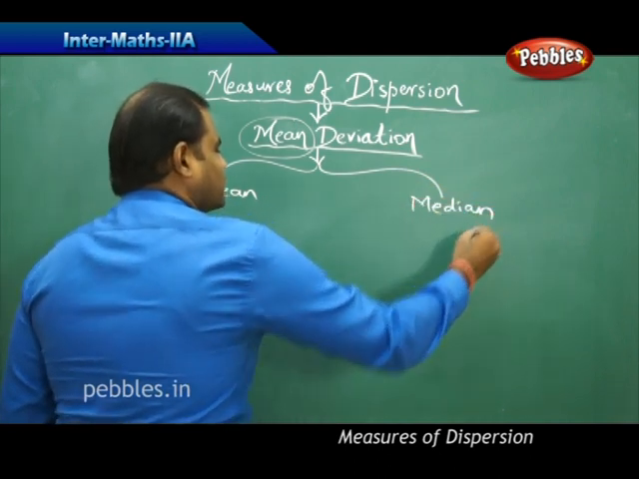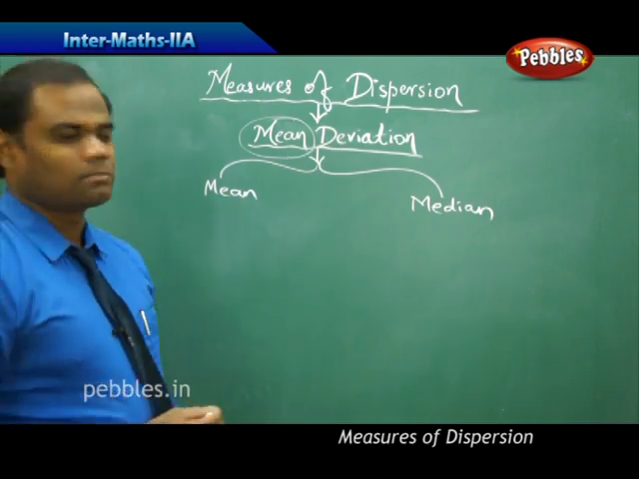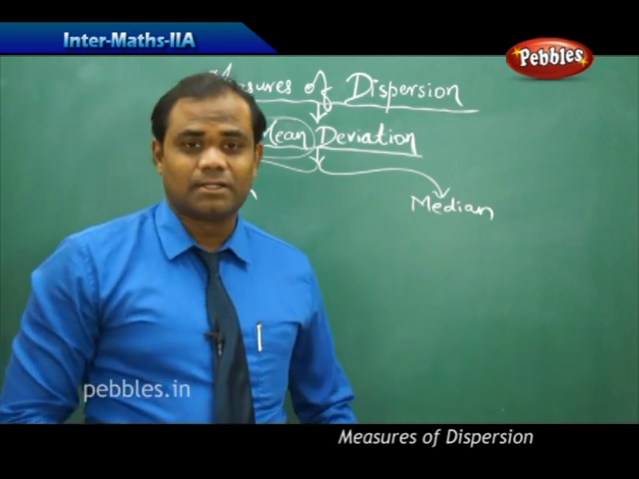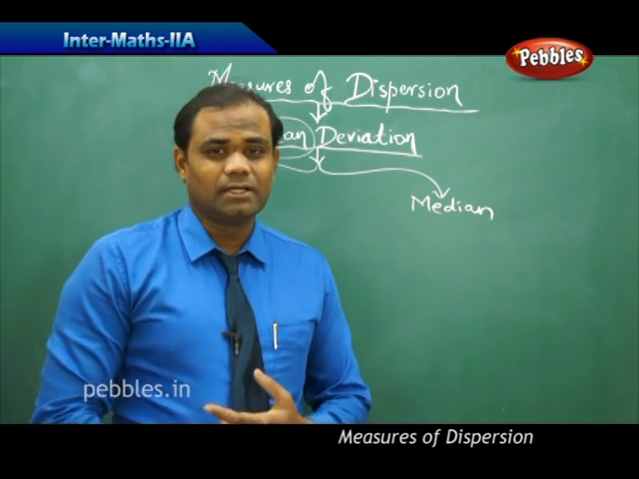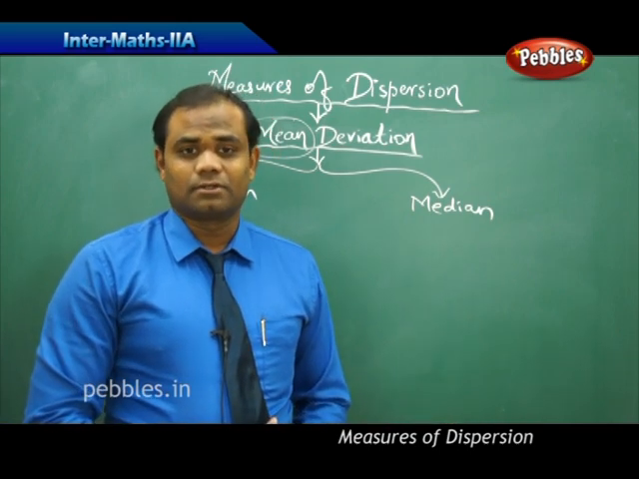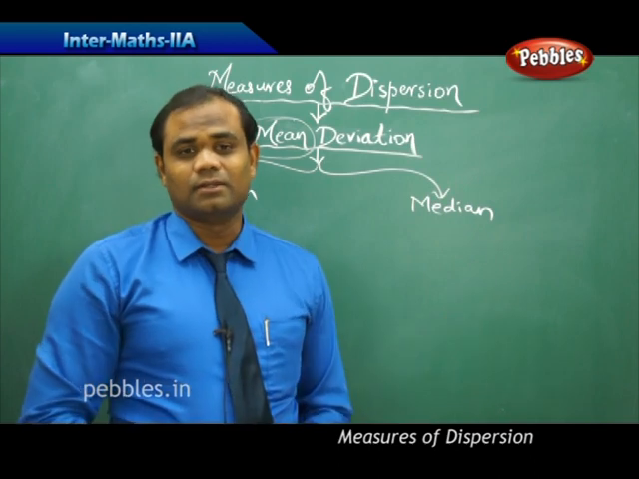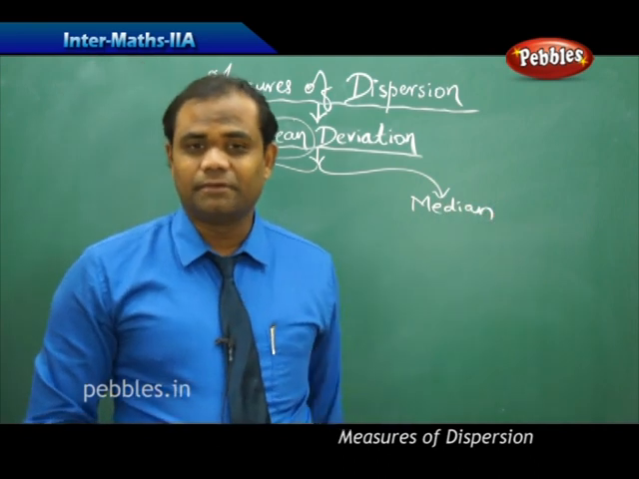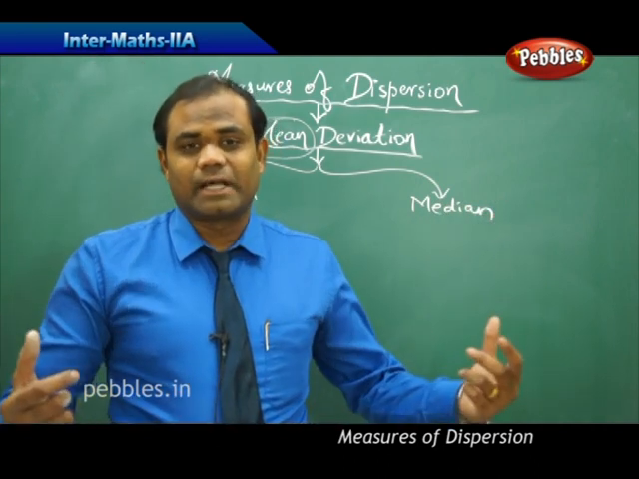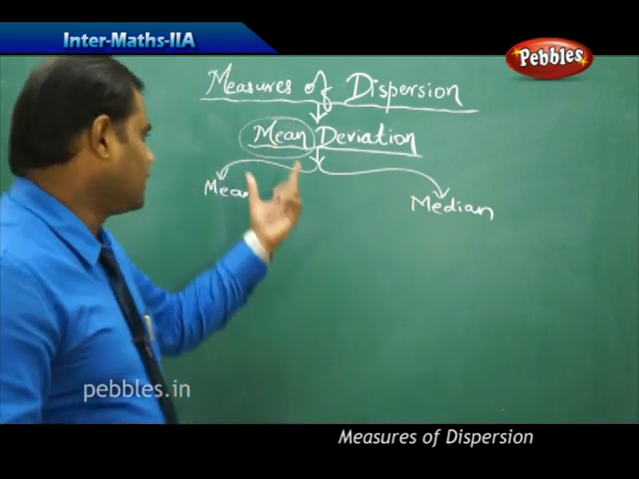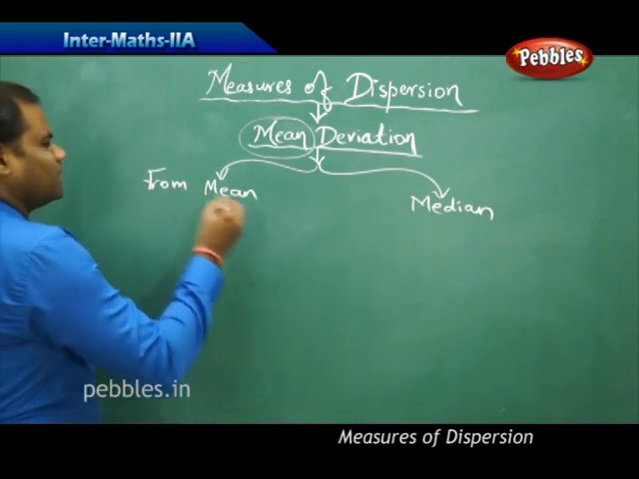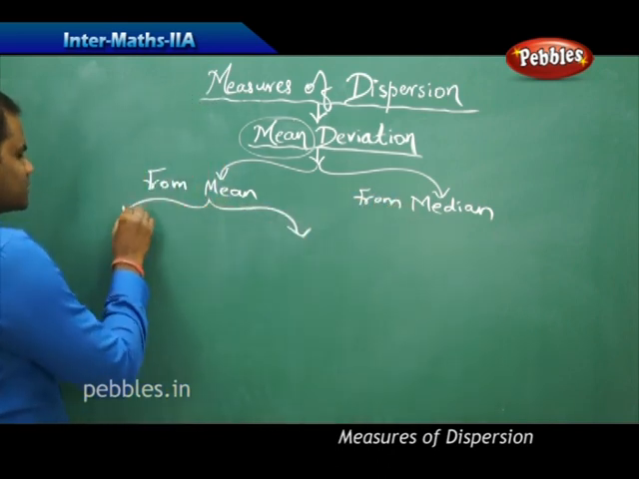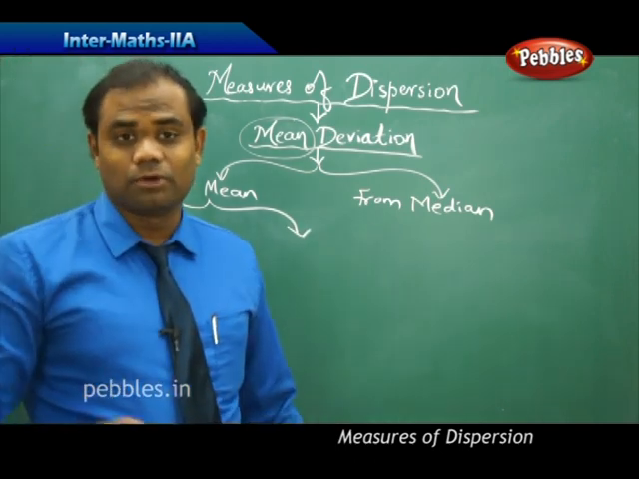So these are the measures of central tendency through which the mean deviation is obtained, that is through mean and through median, which we generally discuss. But mean deviation can be obtained from any measure of central tendency. Let's see the mean deviation through mean and through median in two different classifications. So here we find mean deviation from mean and from median, and each has two classifications, one for grouped and one for ungrouped data.